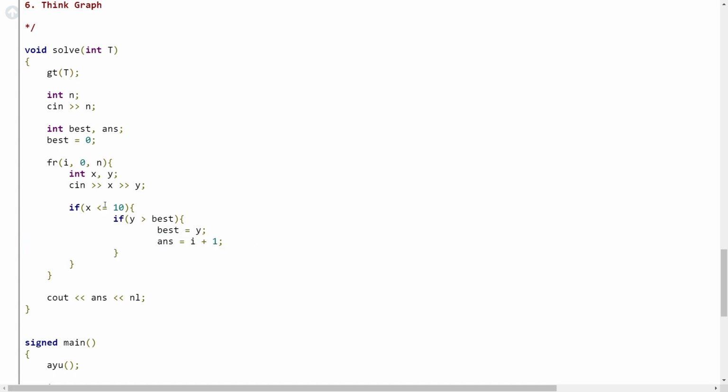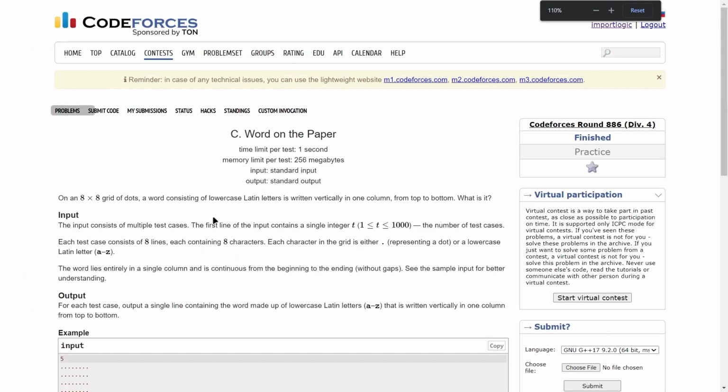So I've taken i plus 1 here because this indexing is going from 0, and in the answer we have to print 1-based indexing, right? So at the end I can just print my answer value, and this would be the solution to the second problem. So let us have a look at this third problem.